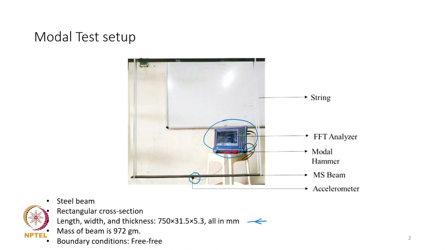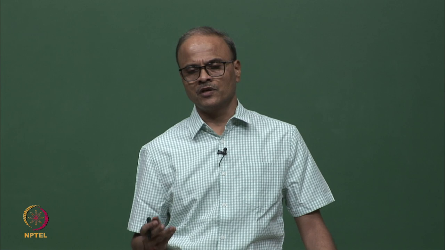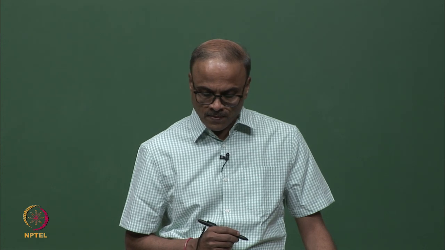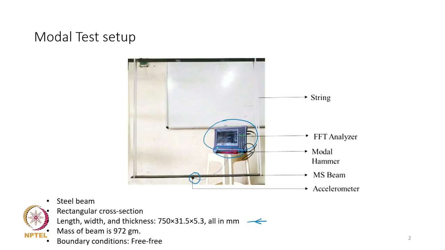And then we require at least two channels in the FFT analyzer because we have two measurements, and the frequency response function measurement requires at least two channels. So it's a dual channel measurement. So let us go to the next slide.